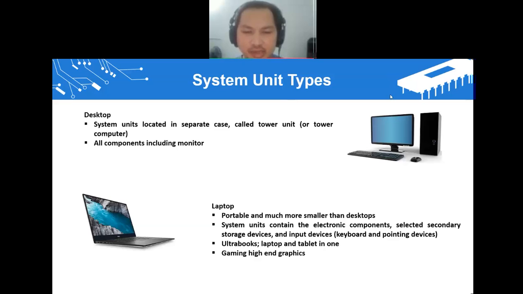The next one is laptop. Laptop is more portable and much smaller than desktop. For laptop, the system unit contains the electronic components, selected secondary storage devices, and input devices, that is the keyboard and pointing devices. Part of the laptop market is also Ultrabooks, which are laptop and tablet in one, and also gaming high-end graphic laptops.